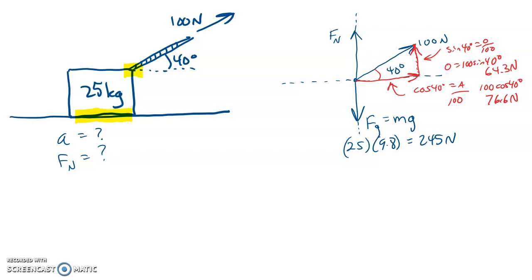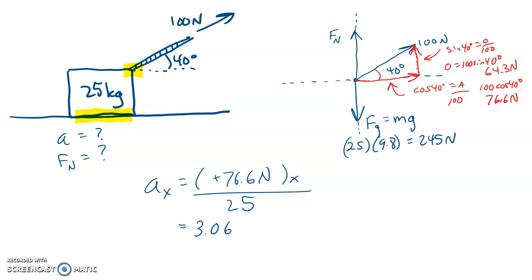Okay, so once you have all of your components, you can start to write your Newton's second law equations. Let's do one for the x direction. So I'm just going to include forces in the x direction here. And that's pretty easy, because in this picture, we got nothing pointing to the left. The only thing pointing to the right is this x component, which is equal to 76.6. So right off the bat, we can figure out what the acceleration is, and it turns out to be 3.064, I believe, meters per second squared. And we've answered that question.